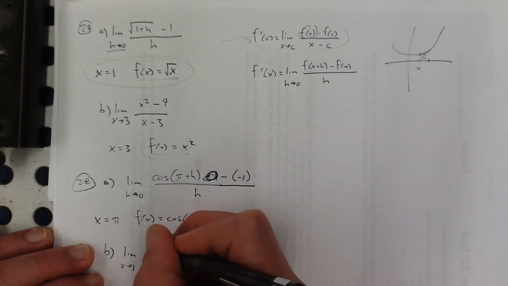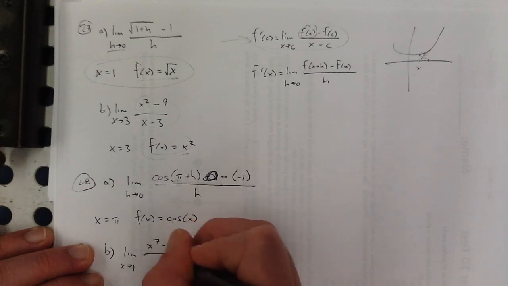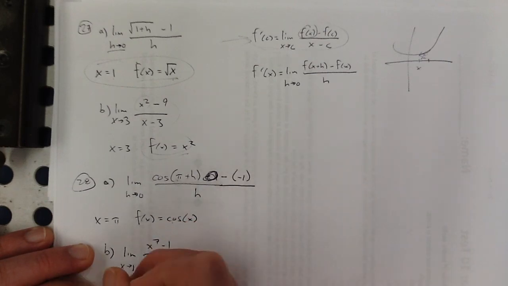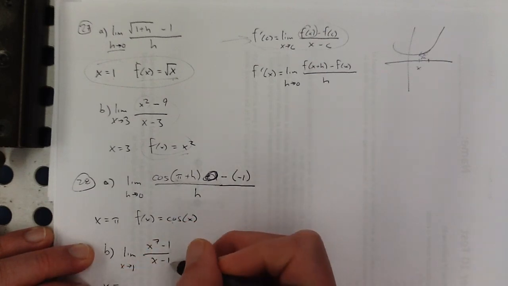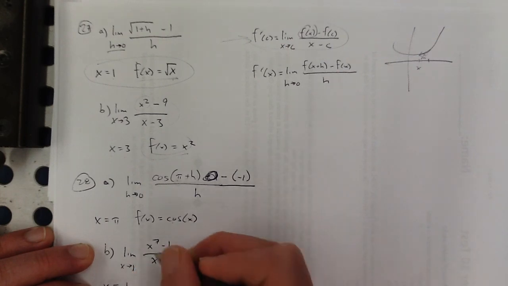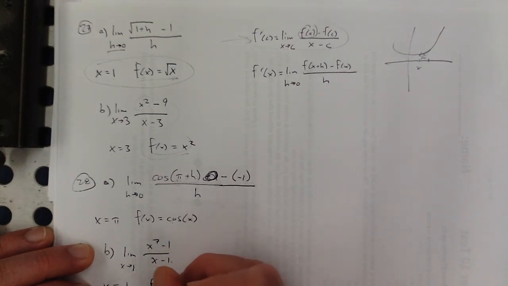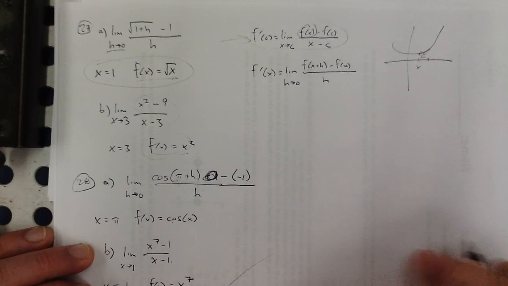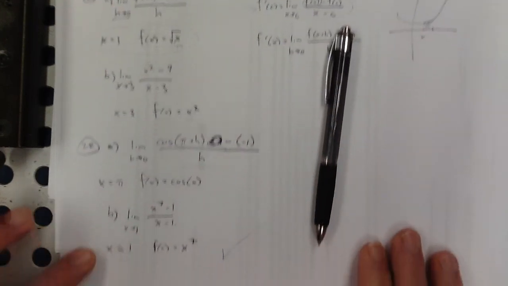So let's see, x to the 7th minus 1 over x minus 1. Looks like my x value is 1, and my function f of x is x to the 7th. Right. So just check, when I plug x in here, 1 to the 7th, is that equal to 1? Yep. There it is.